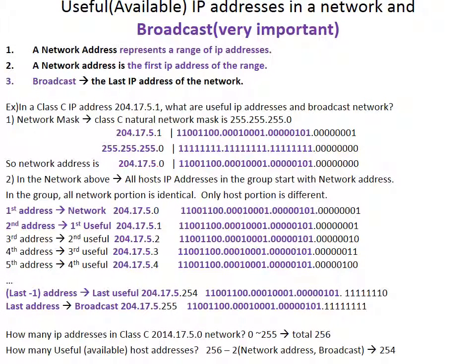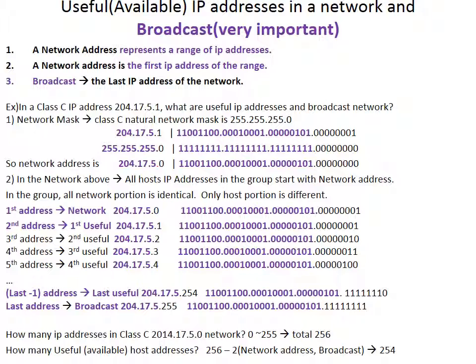What is the first useful, or available, IP address for a computer? It is 1. So the first useful or available IP address in the network is 204.17.5.1. The second available IP is 204.17.5.2. What is the last host portion of the network? It is 11111111 in binary or 255 in decimal.